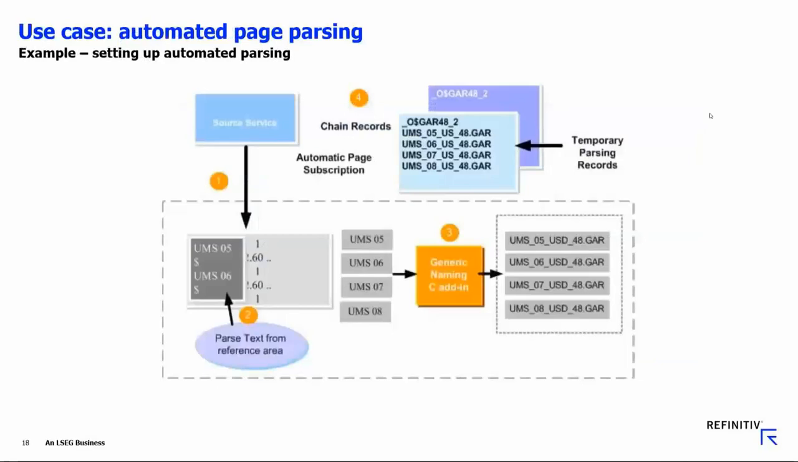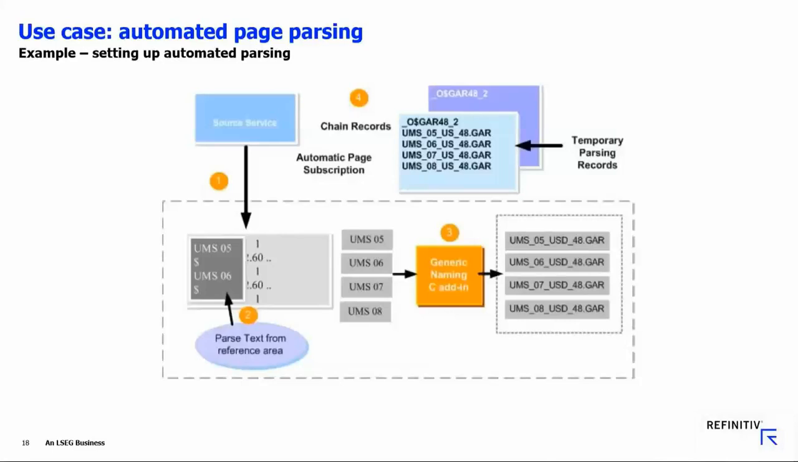So now we'll talk about automated page parsing. Going through this, as the ATS starts up, the ATS subscribes to the page from the source service. It runs the automated parsing process. The ATS then parses the received image for reference words. ATS then sends each item to the generic naming CADM function to create the generic record name. The CADM function can be implemented to connect to both flat files and databases.